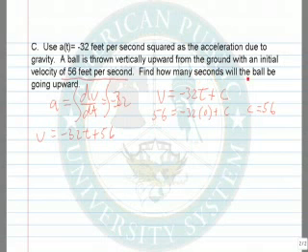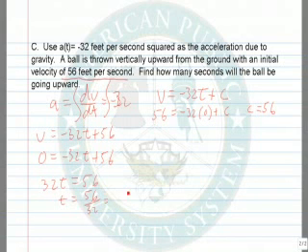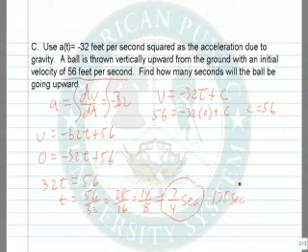Since we don't know how many seconds the ball will be going upward, please notice the velocity when it reaches its high point will be 0. So if we set the velocity equal to 0, and we solve this equation, putting 32t to the other side of the equation, dividing through, we have 56 over 32, or 28 over 16, or 14 over 8, or 7 over 4 seconds. So, after 1.75 seconds, the ball will be going upward. It will reach its high point.